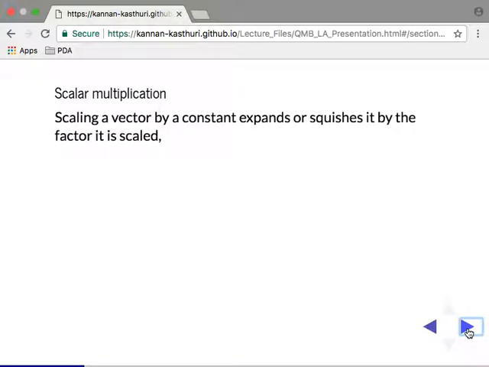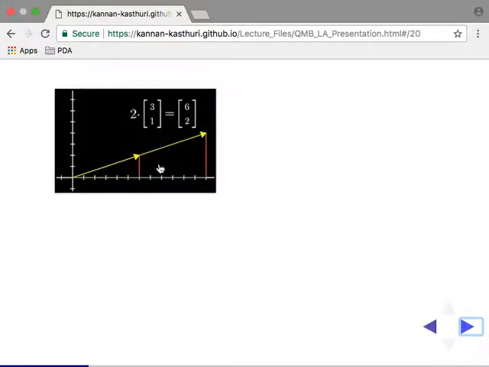Scalar multiplication. Scaling a vector by a constant multiplies it, right? It either squishes it or extends it to some degree, and that is exactly how it is defined. You have 2 times the vector 3 and 1, and you multiply it, and you have 6 and 2, right? So this is a simple scalar multiplication. So these two operations, addition as well as scalar multiplication, are the defining features of what a vector is.